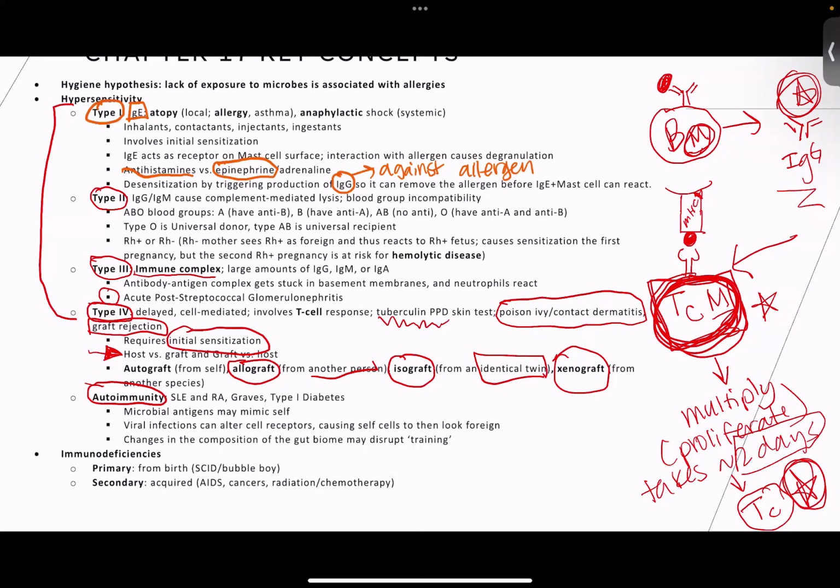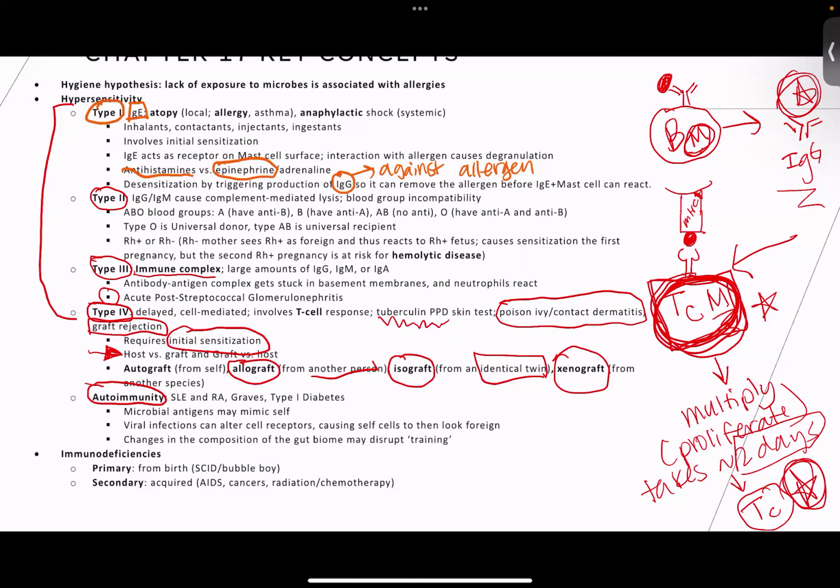All right. Our immunodeficiencies, there's two major groups of immunodeficiencies. Primary immunodeficiencies are going to be genetic defects that are present from birth. They are innate. You are born with it. You didn't acquire it later on in life. So these are genetic defects.